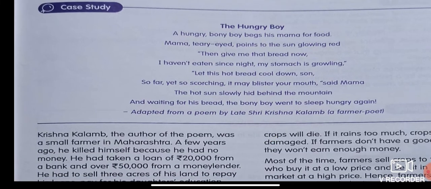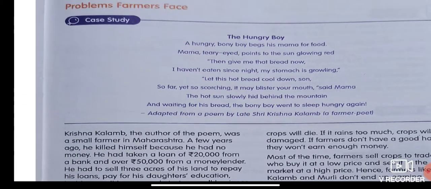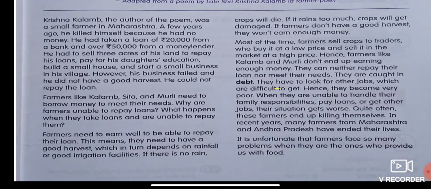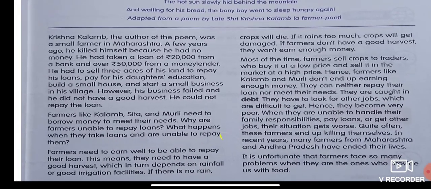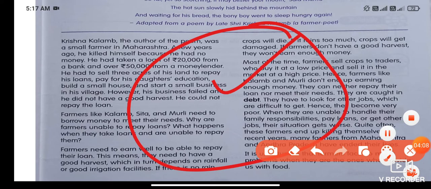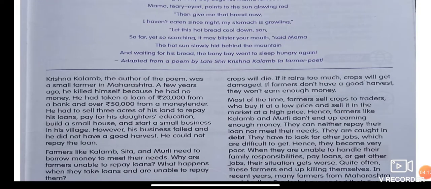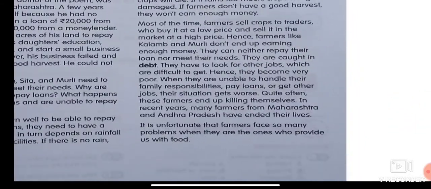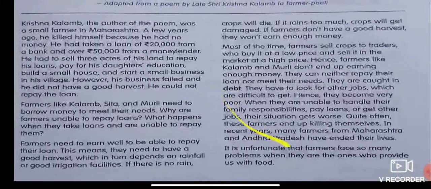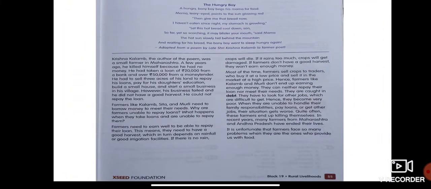So this is a poem about a hungry boy. For that, please go through this one, Krishna Kalam. I want all of you to read this particular content by yourself. I'm not going to read it for you. You will find it in your textbook, on page number 55. So please take out your textbook, go to page 55 and read this particular content.